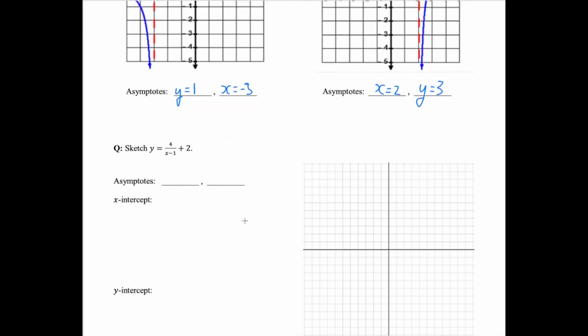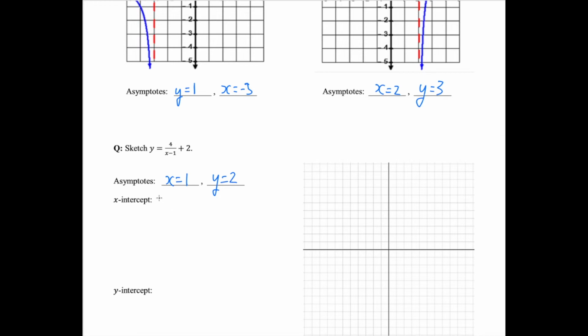And this question asks you to sketch y is equal to 4 over x minus 1, plus 2. I'll go through this with you. Like I said, when you have an x minus 1 in the denominator, this means the graph is shifted to the right 1 unit. If it's shifted right 1 unit, then you know that it's going to be a vertical line that goes through 1. So that's the equation: x is equal to 1. Now we know that the hyperbola is also shifted up 2 units, so the horizontal asymptote is going to move up 2 units. So it's going to be y is equal to 2.